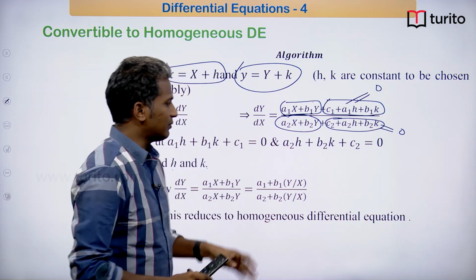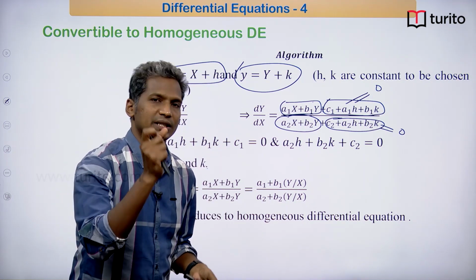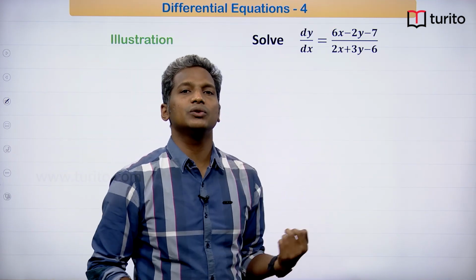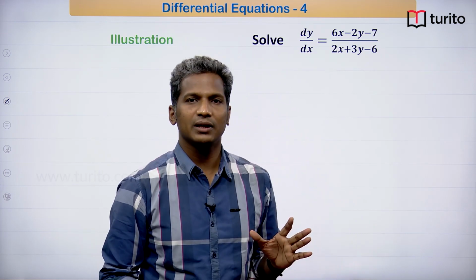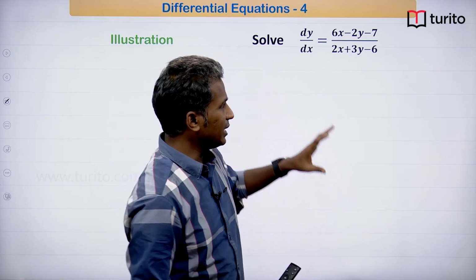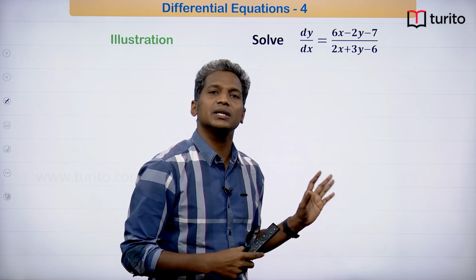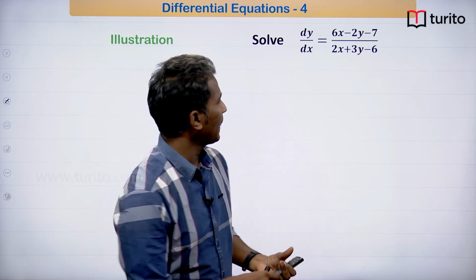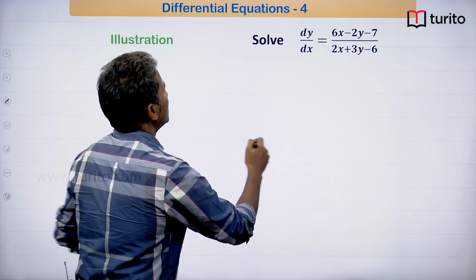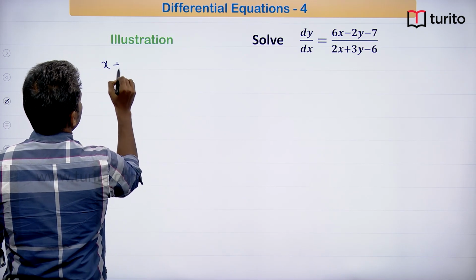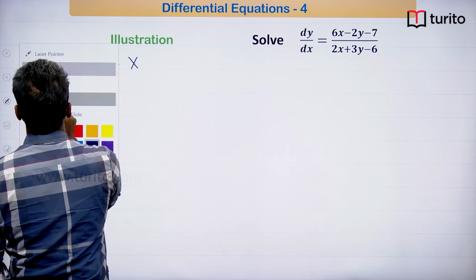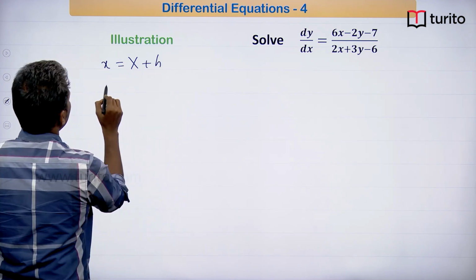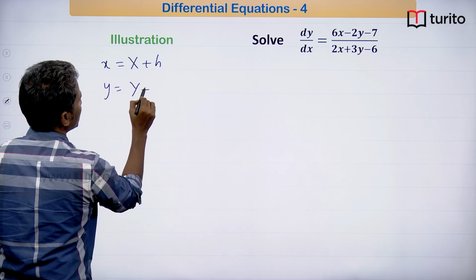Okay. So, now let us look at this using one illustration. In this illustration, I am going to explain how to convert this into homogeneous form. Only till there I will explain, but I will not solve it completely. So, the purpose of the illustration is only to show you how to convert this equation into homogeneous form. Okay. So, let us do it. In place of small x, I am substituting capital X plus h. In place of small y, I am substituting capital Y plus k.